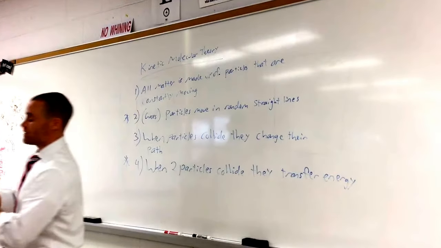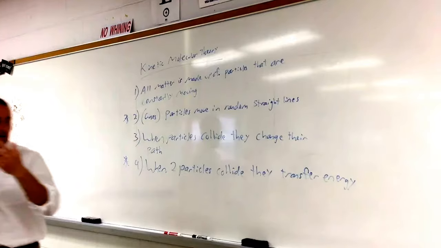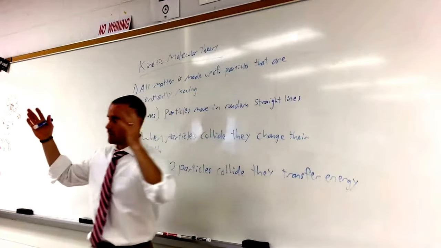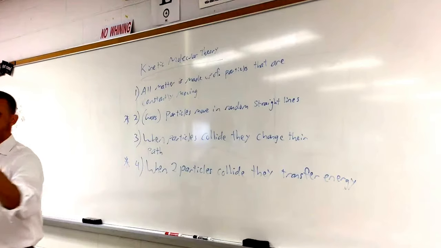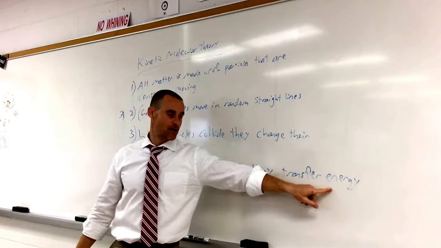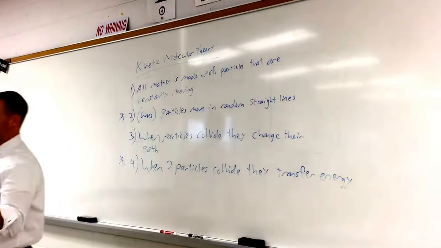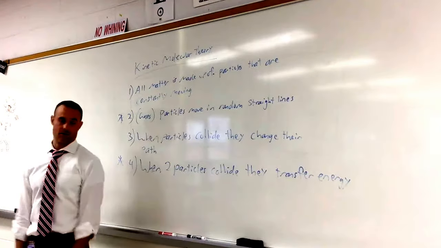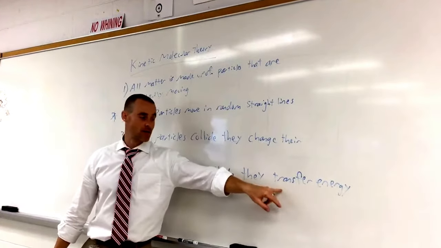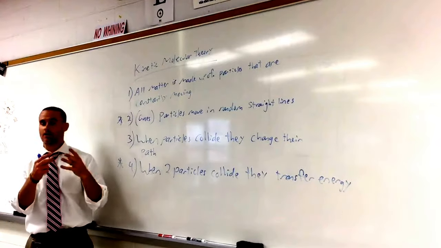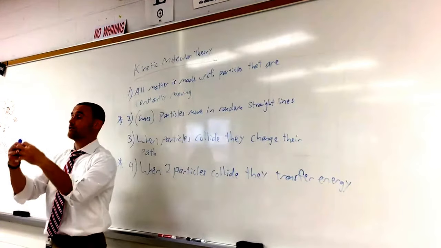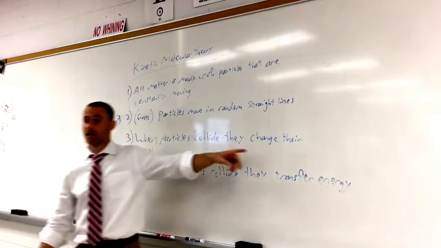When two cars crash in an accident, let's just think of one that is very minor, because that can be scary. The cars usually get all smashed up. Why? They're transferring energy. If there was no energy being transferred, nothing would happen. They'd just bounce off each other. There is a transfer of energy. Every time particles collide with each other, they transfer energy. If they're moving faster, they transfer more energy. If they're moving slower, they transfer less energy.